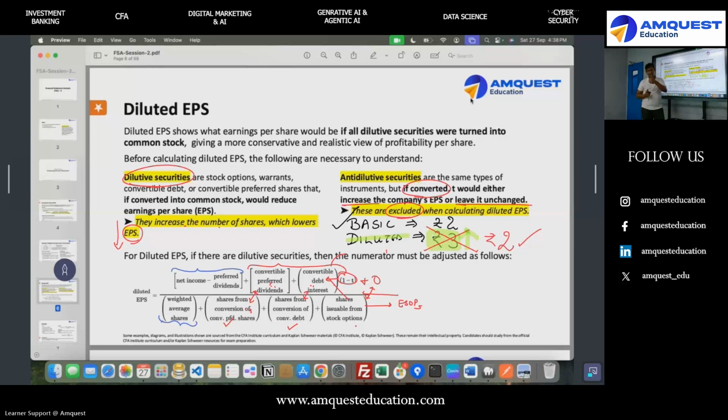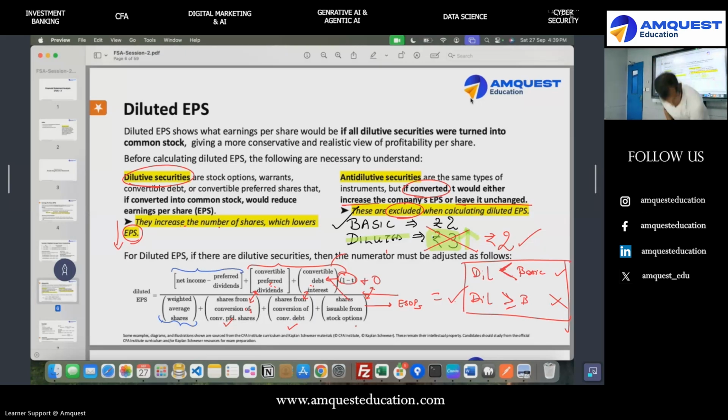Are we clear with the logic? So in the exam, solve the sum, do the maths, get the answer, and then check. If diluted is less than basic, then brilliant, you can report. But if diluted is more than or even equal to basic, then you ignore. Clear? Make a note of this. If diluted is less, then report. If diluted is more, then you ignore it and do not take it into your computations.